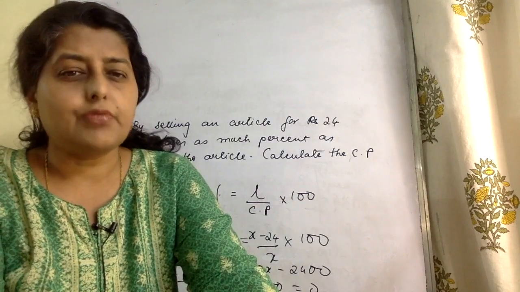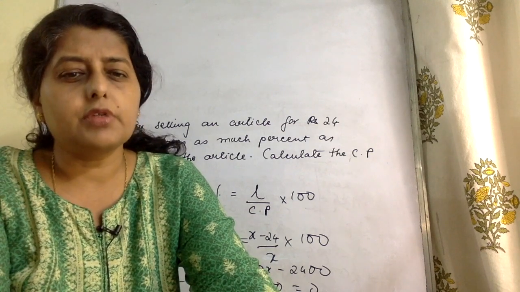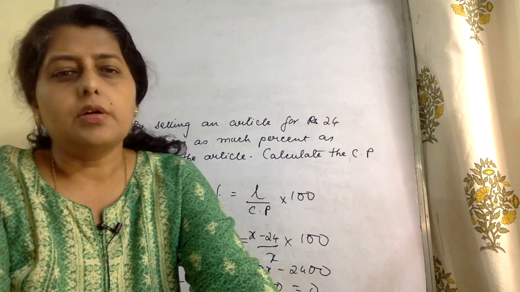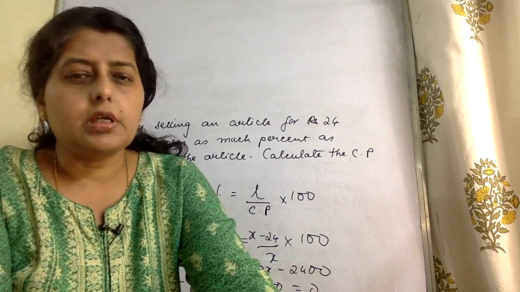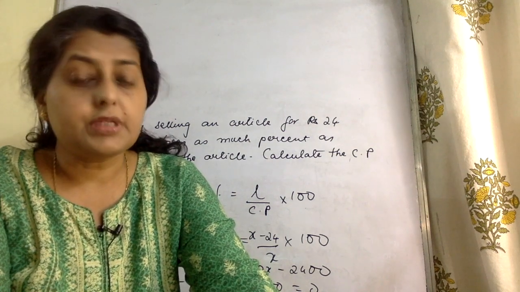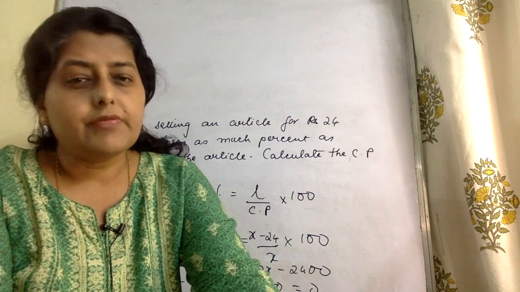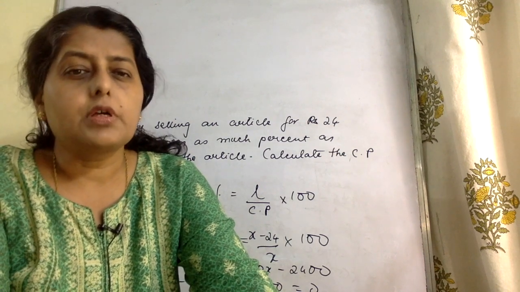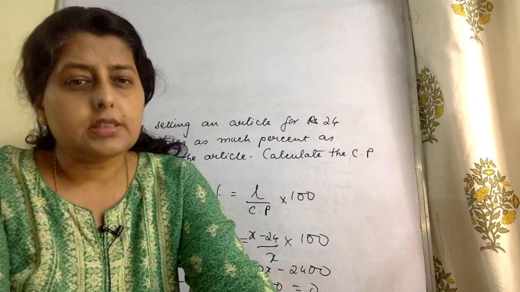So that was it from quadratic equations problem sums. I have tried to cover almost every type of problem sum in quadratic equations: perimeter, area, cost price, selling price, age, and upstream, downstream, time and work. So I have tried to do each and every type of sum in this video. Okay, so that is it for today.